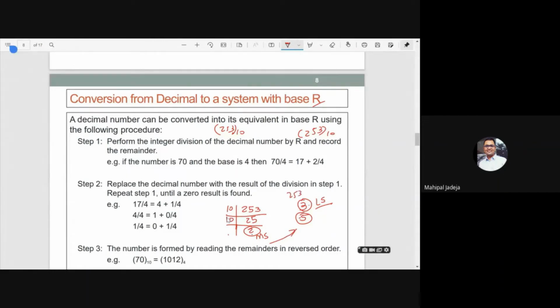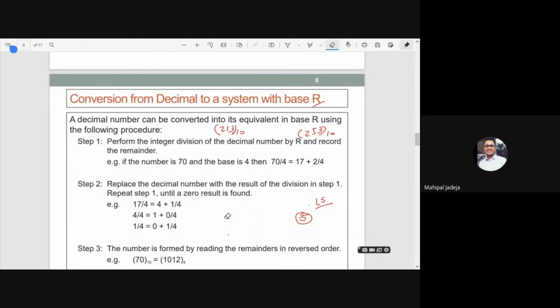2, 5, and 3, and this is all I wanted. So now I have got the method. The idea is I need to repeatedly divide the number by base r, and with whatever remainders I get, I will write them down in the reverse order. That will be my answer. But this is with respect to base 10 only. But my interest is to convert this number into some other base.